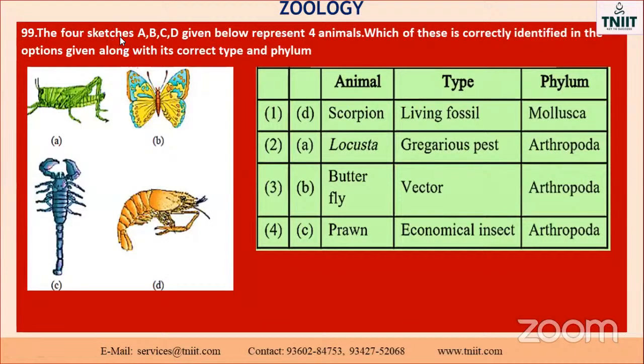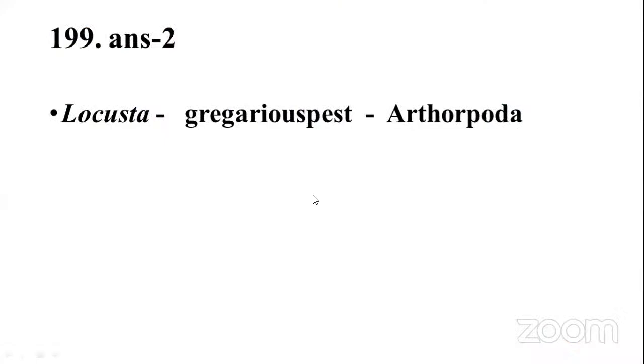The four sketches A, B, C, D given below represent four animals. Which of these correctly identify in the option given along with its correct type of phylum? Okay. Both are arthropoda only, they have given particularly. So this only is the correct answer. This one is the correct answer. These are all considered the headings. What is the next one?